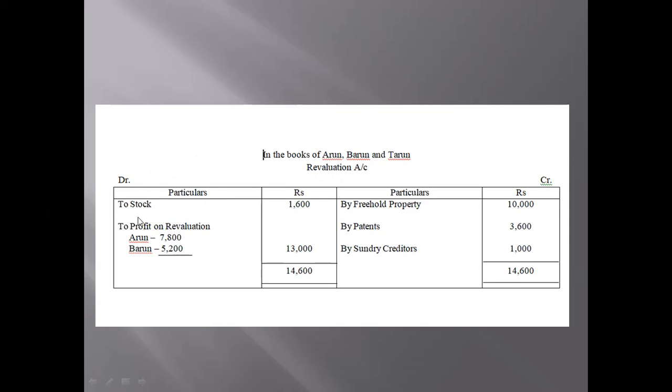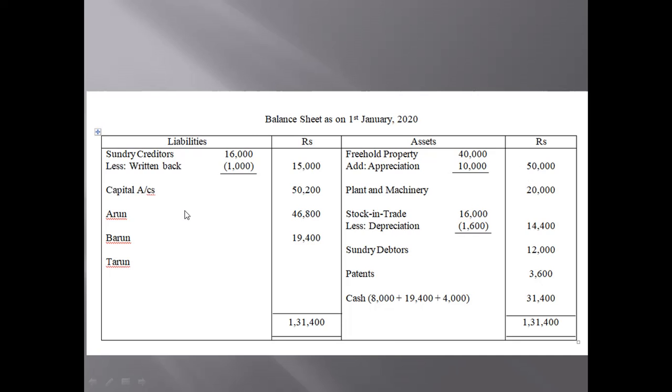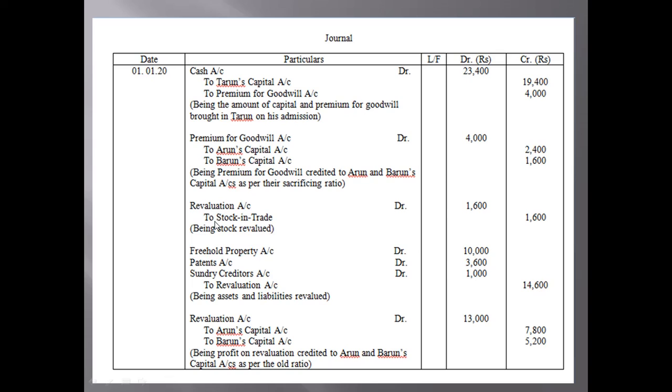Revaluation account here is debited by stock. Forget about this profit or loss. Profit is here and loss will be here if there is loss, so don't worry about profit and loss. Worry about the other items. You can see here the revaluation account is debited to stock. So this is the first journal entry. We found the journal entry just now. Revaluation account debit to stock. See? Revaluation account debit to stock. Narration you can see here.